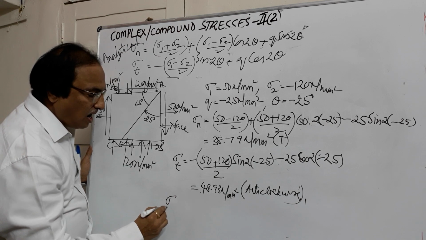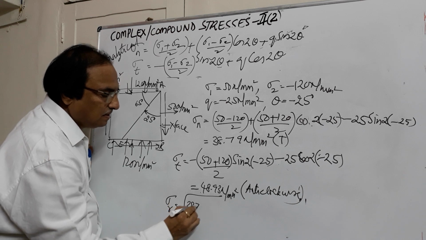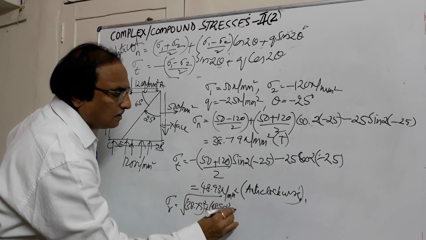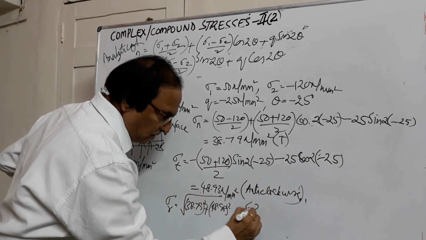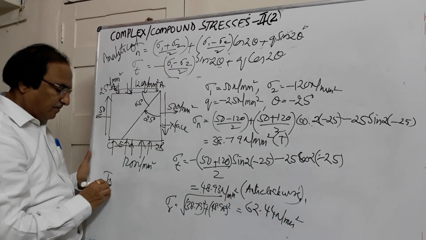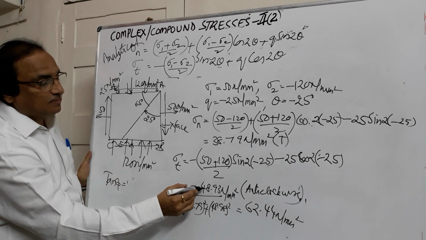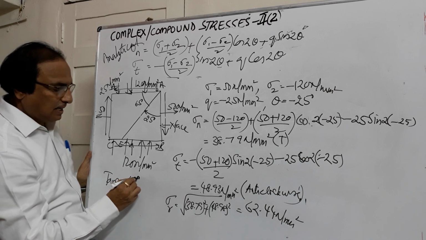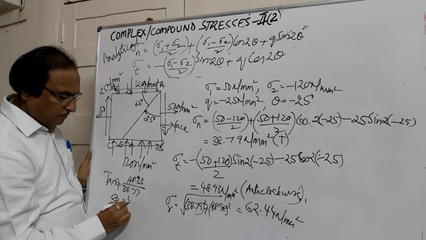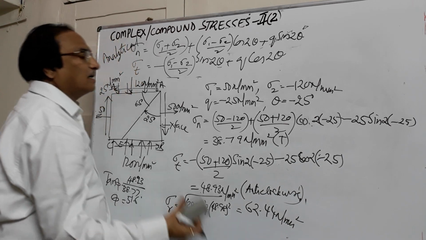So sigma r will be equal to the square root of sigma n square plus sigma t square. If you simplify this, you get 62.44 Newton per mm square, and for the angle of obliquity, tan phi will be equal to sigma t by sigma n. So this will be 48.93 divided by 38.77. You get the value of phi equal to 51.6 degrees. So this is the thing that you will be calculating.